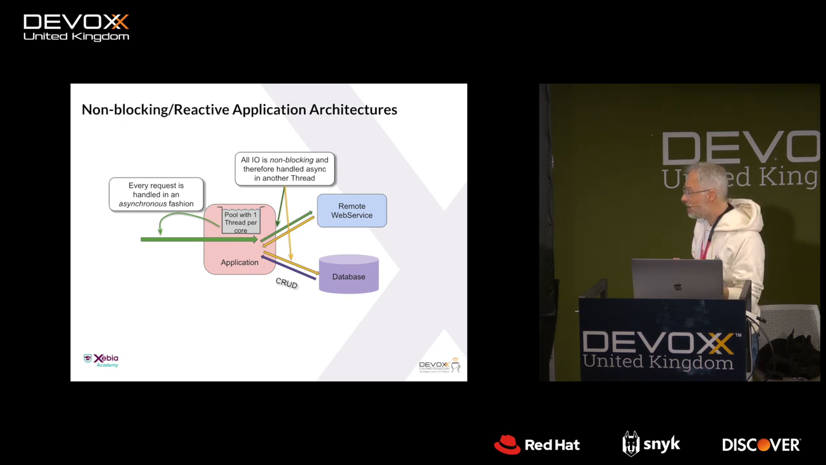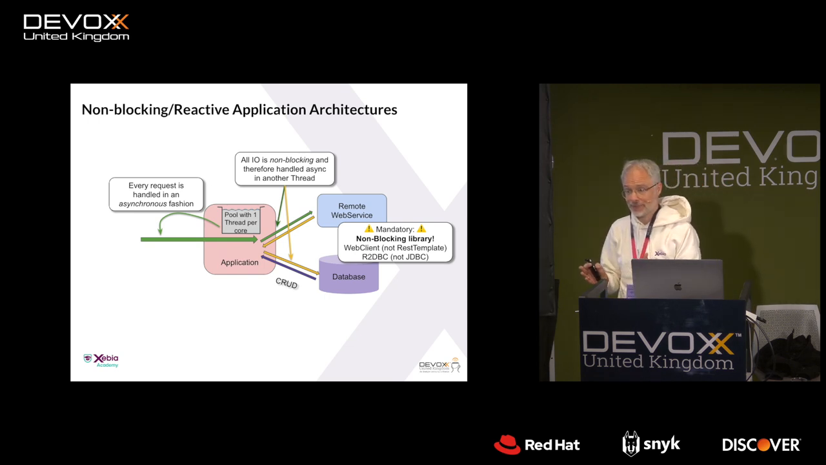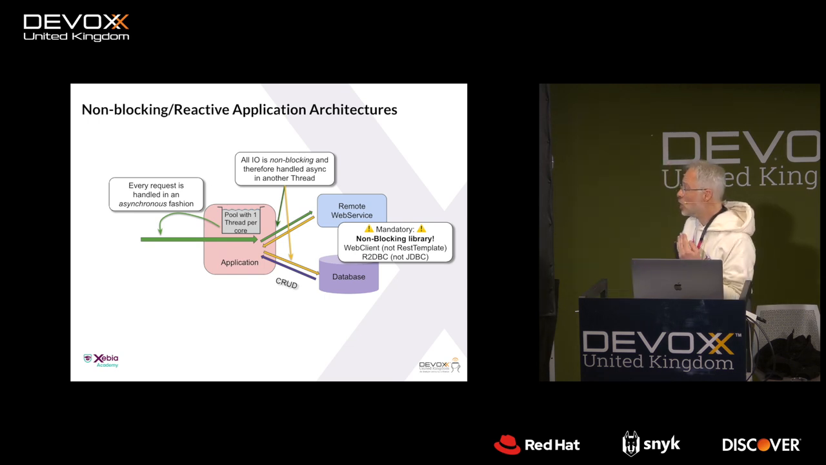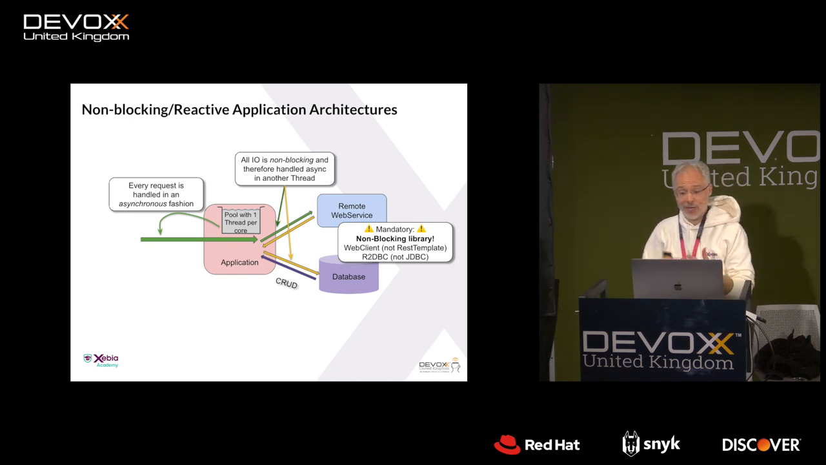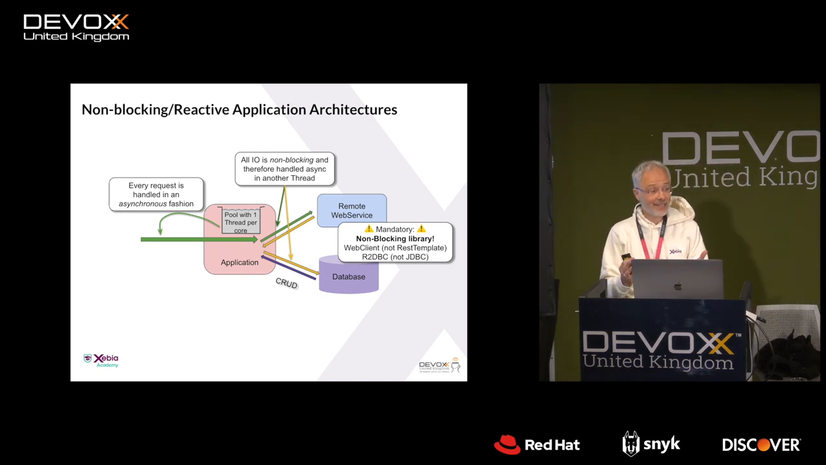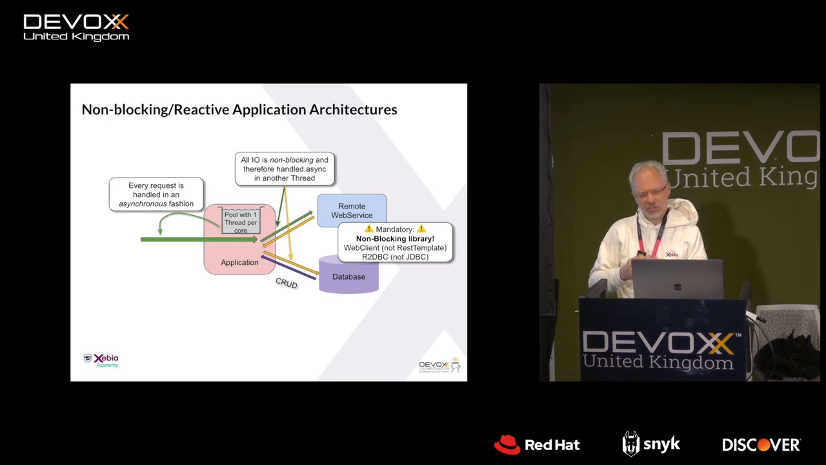What's very important to realize here is that if we use this model, we cannot use our blocking APIs. That's impossible. So you have to use non-blocking libraries. In terms of Spring Boot, this means WebClient and not RestTemplate. In terms of database access, it means R2DBC and not JDBC, because these are all blocking. So this is a limitation we have to deal with, which can have quite some consequences.